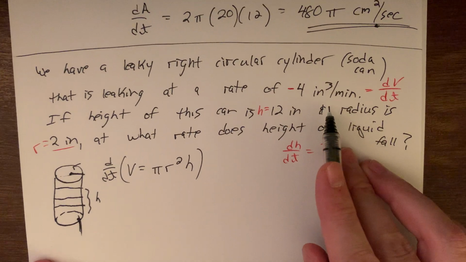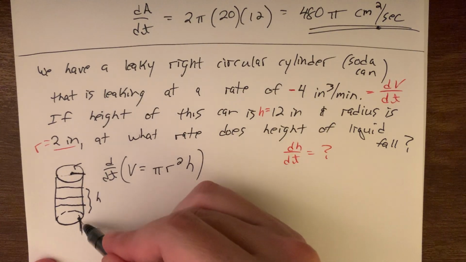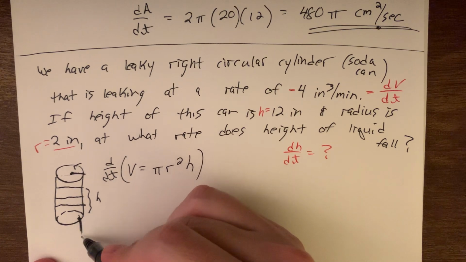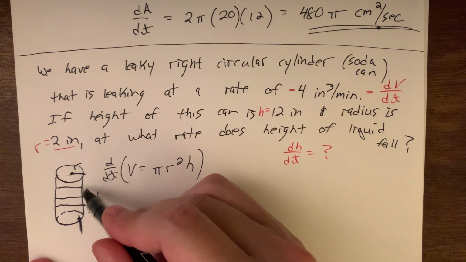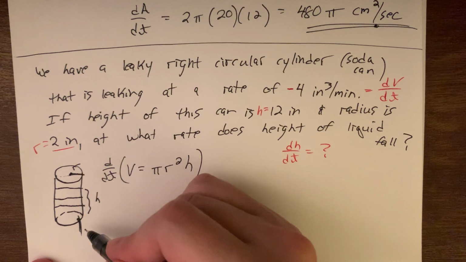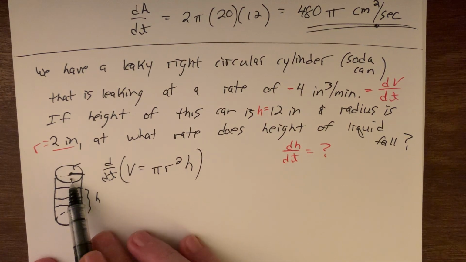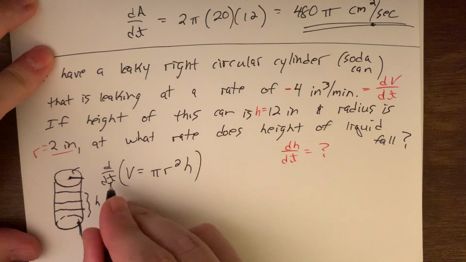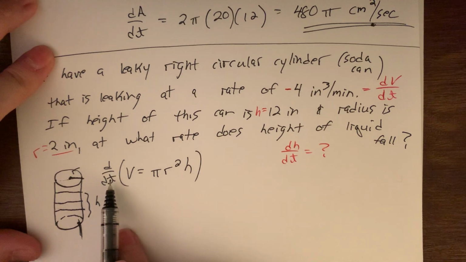We've already got the derivative. The height is falling as the liquid leaks out, as the volume decreases. It makes sense the height will decrease as well. But does the radius ever change? It does not. So this is where, before we jump in and take the derivative, if you do this here, you're going to get product rule over here.